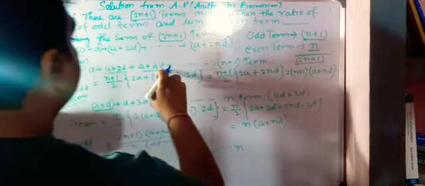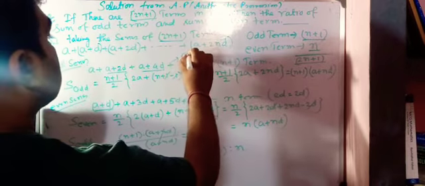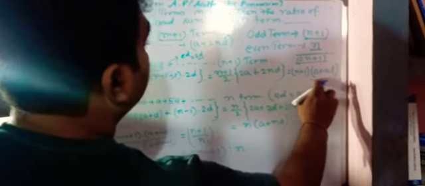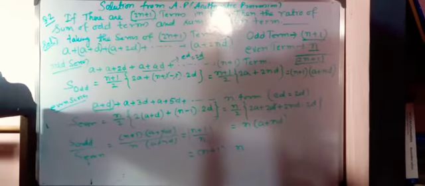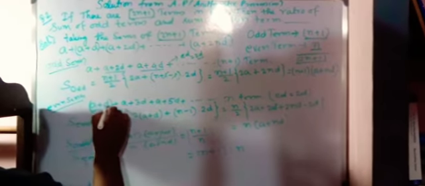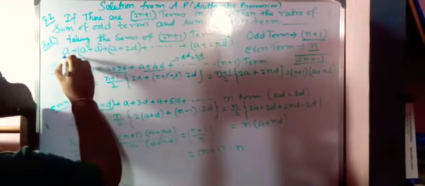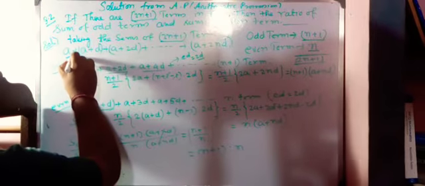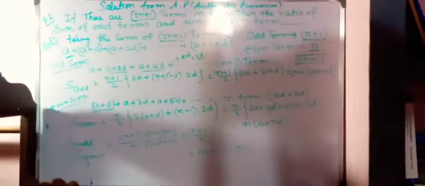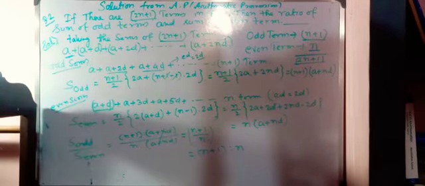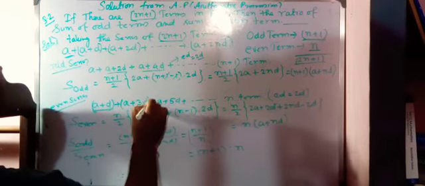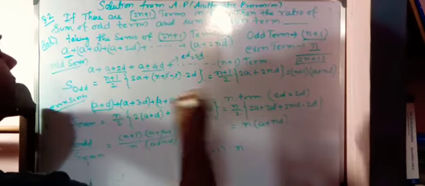Here the common difference would be 2D. So the sum is (n plus 1) into (A plus nD). Understood? Next, taking the even series. The first term of the even series is A plus D. Why? Because A is already associated with the odd series. So the even series is A plus D, A plus 3D, A plus 5D, up to n terms.